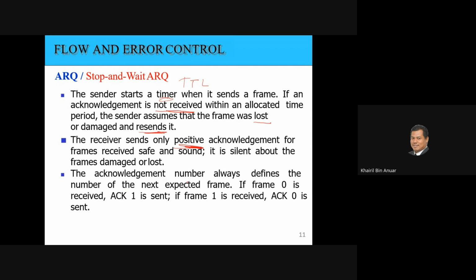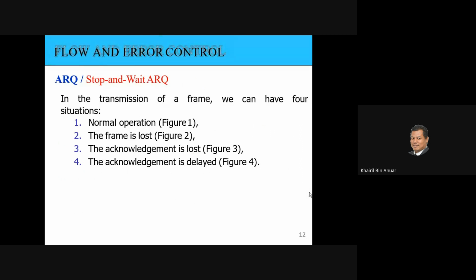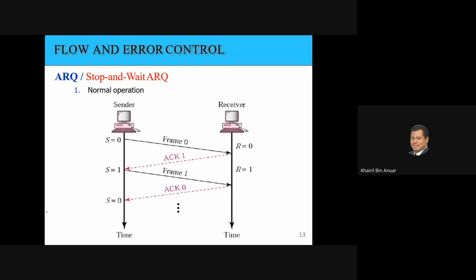The acknowledgement number always defines the number of the next expected frame. If frame 0 is received, acknowledge 1 is sent. If frame 1 is received, acknowledge 0 is sent. This diagram will show you the different situations: normal operation, frame loss, acknowledgement loss, and acknowledgement delayed. So this is the one that I mentioned to you just now.